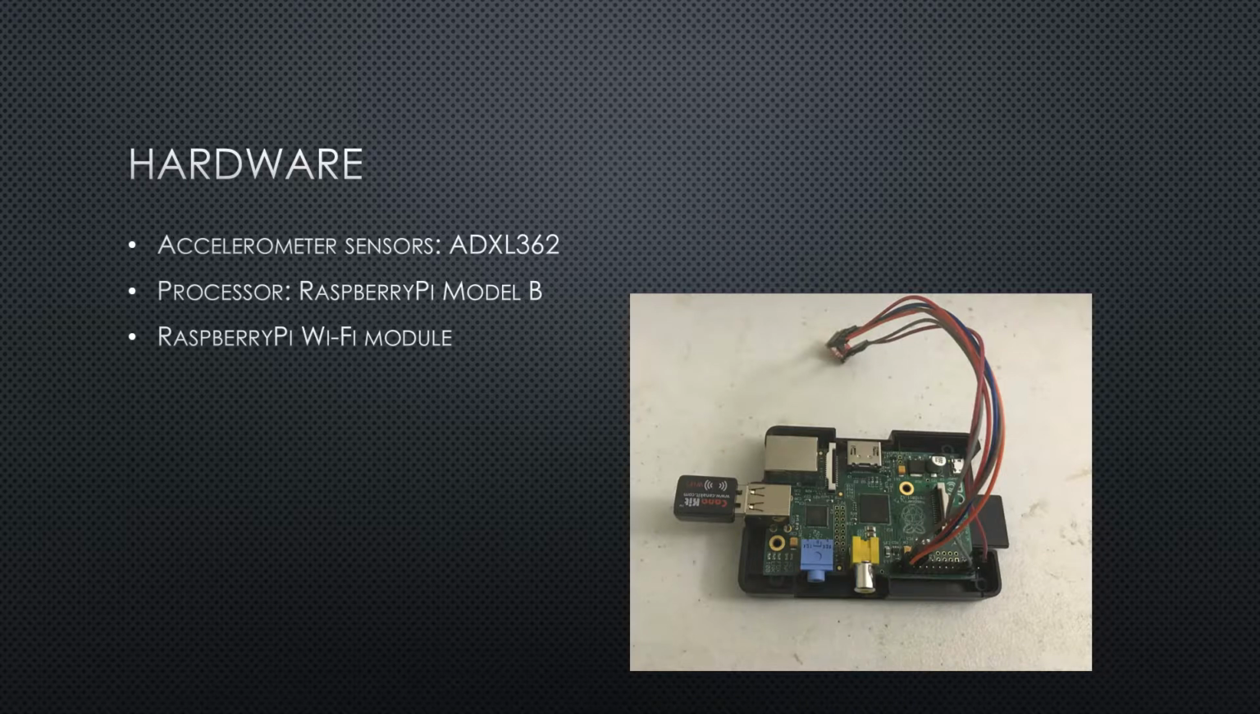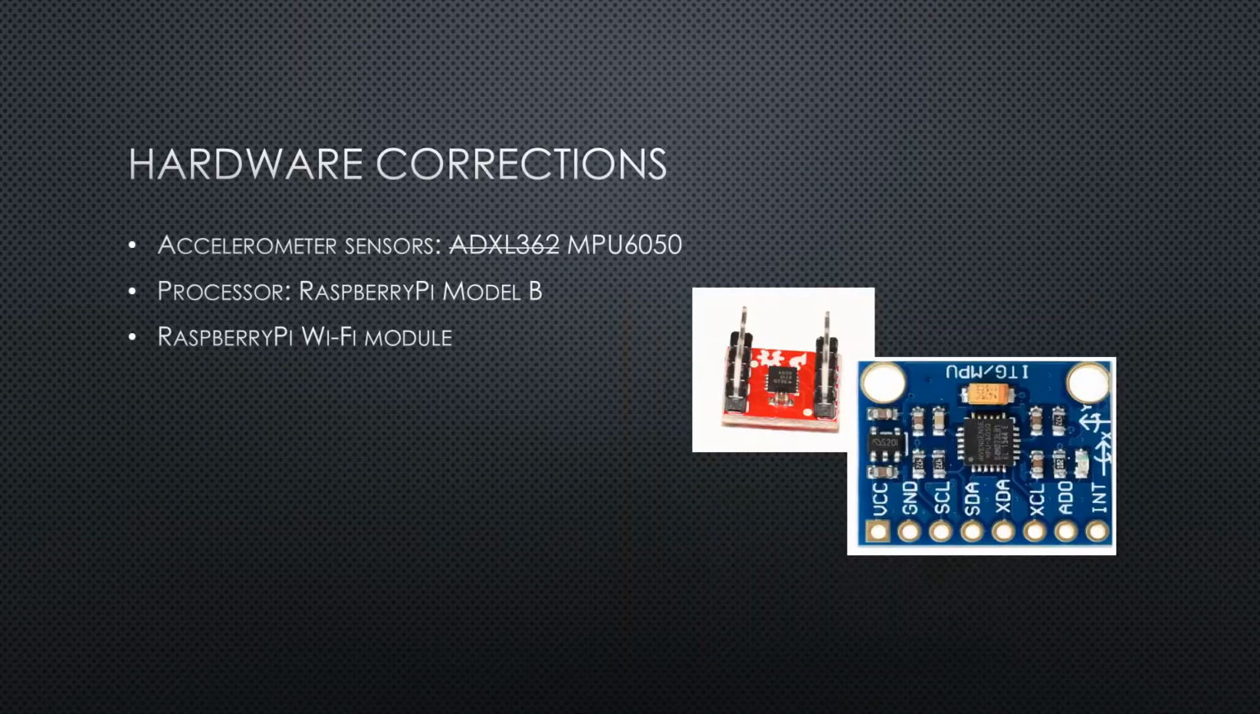As the choice of accelerometer, ADXL362 was chosen. And to process the signals, a Raspberry Pi was chosen because of its ease to connect with other modules like the sensor and the internet. Of course, for the internet, a Raspberry Pi Wi-Fi module will be used.